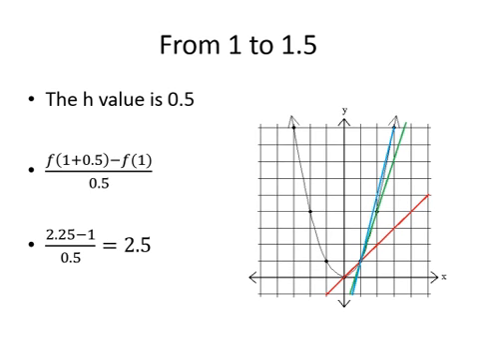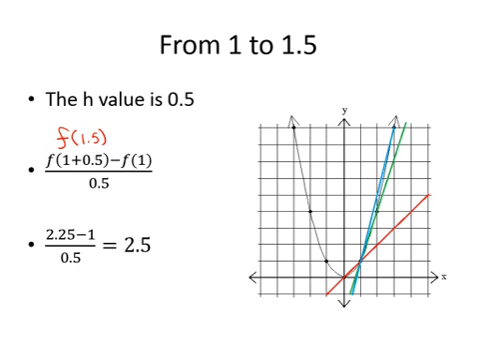So now we can go to 1/2. So now our h value is 0.5. So now our h value is going to be in decimals. So then we do our f of 1.5 minus the f of 1. So 1.5 squared is 2.25, minus 1 is 1.25, divided by 1/2 gets you 2.5. So now our slope there would be 2.5.